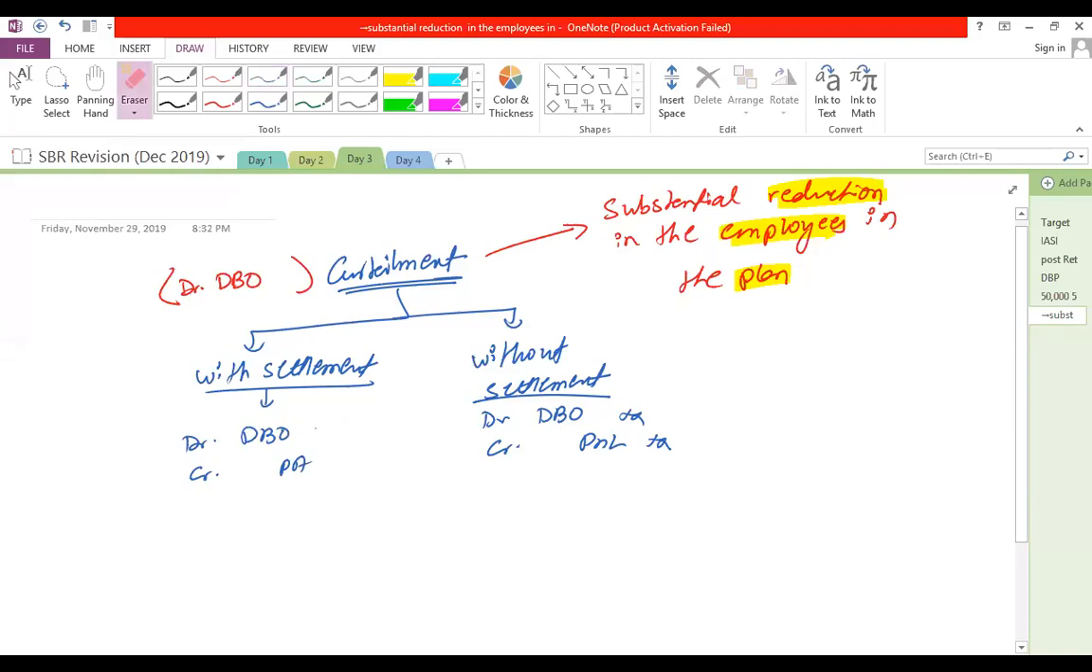But let's suppose my liability was getting reduced by 10 million, but I paid only 8 million. This means that this settlement can even result in a gain, which should be taken to the P&L. And this settlement can even result in a loss if we overpay that amount. So the difference between the DBO and the plan asset will always be the gain or loss on the curtailment and settlement. Getting this, everyone?